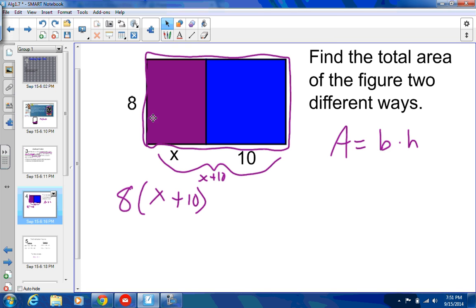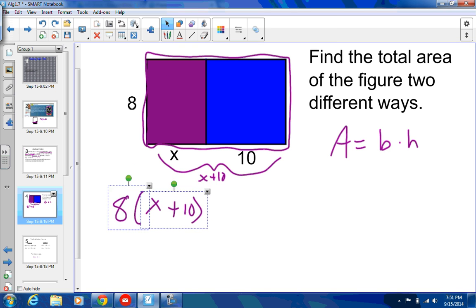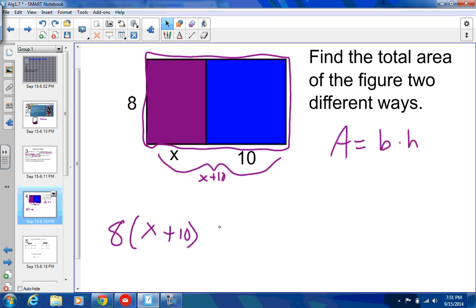I'm going to move this on down. That's one way of finding it, just by multiplying that. We can't really multiply it out yet because we don't know what it would be, since you cannot add an x and a 10 in the parentheses. Those are not like terms, so you can't add them together. What we can do, though, is figure out another way of finding it.